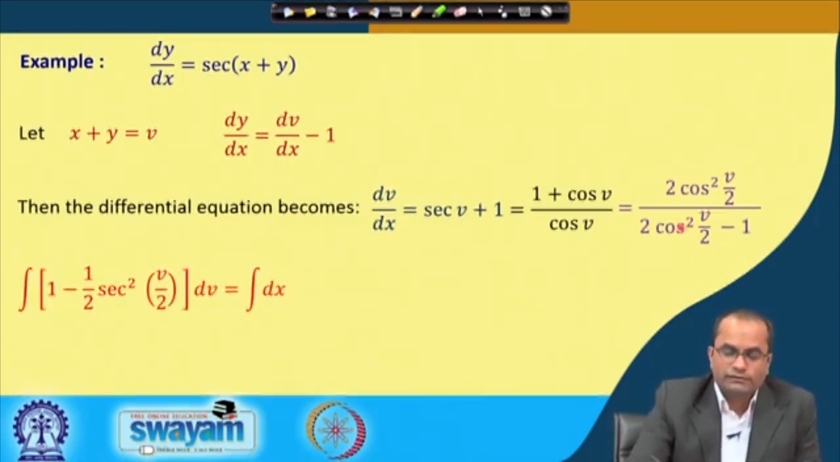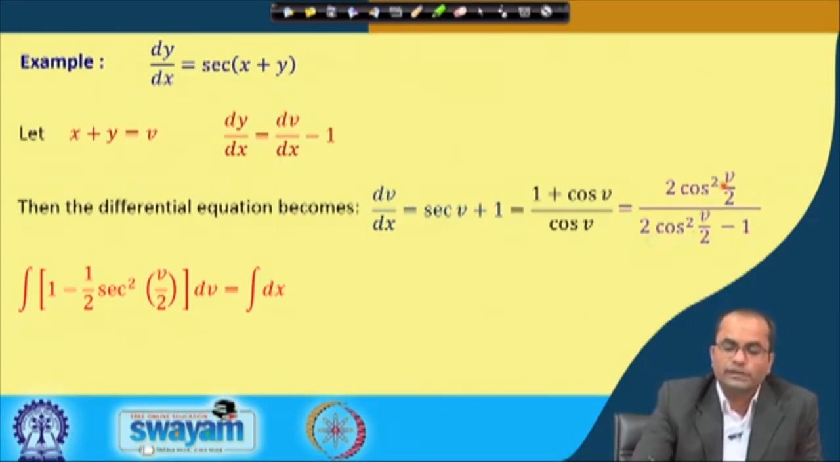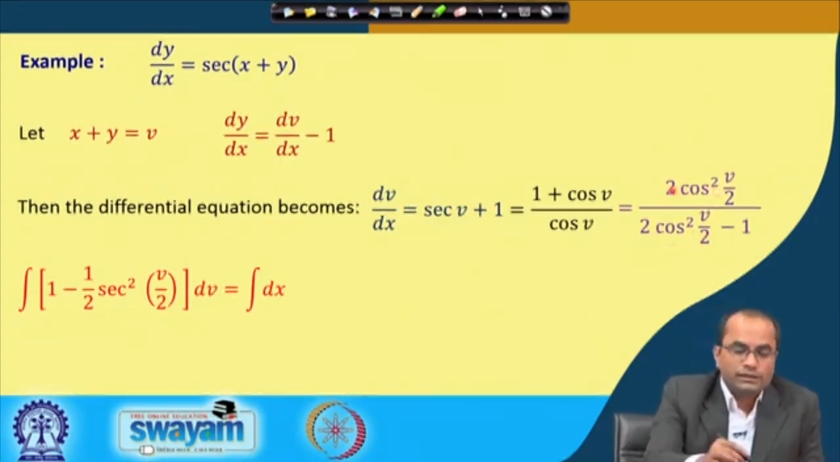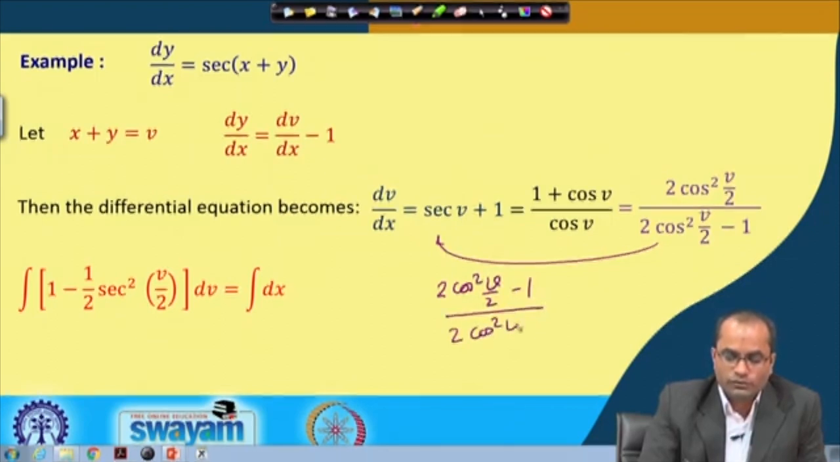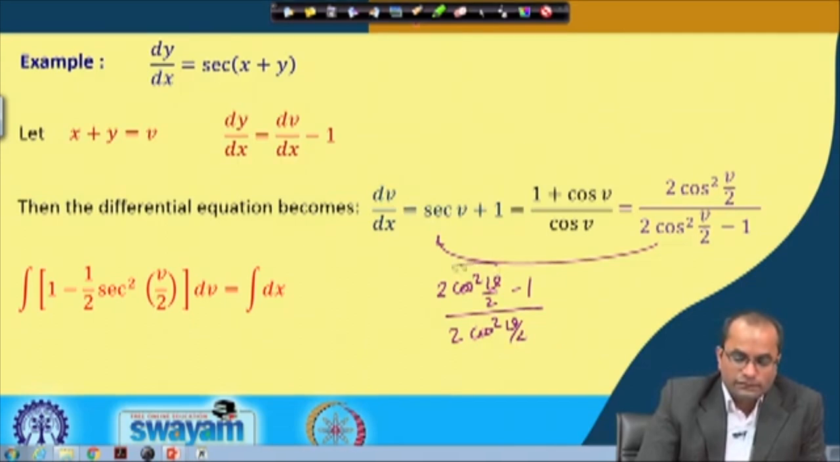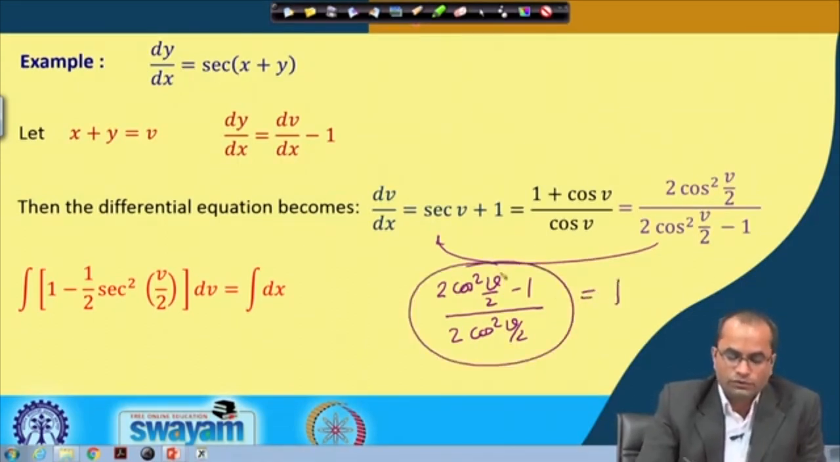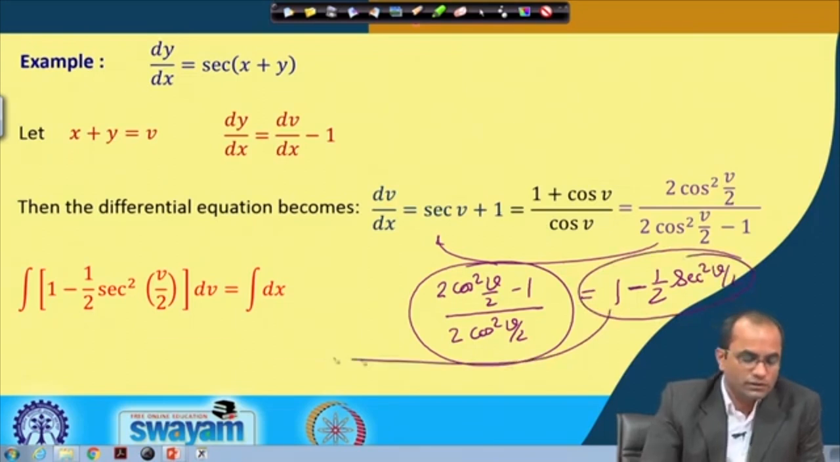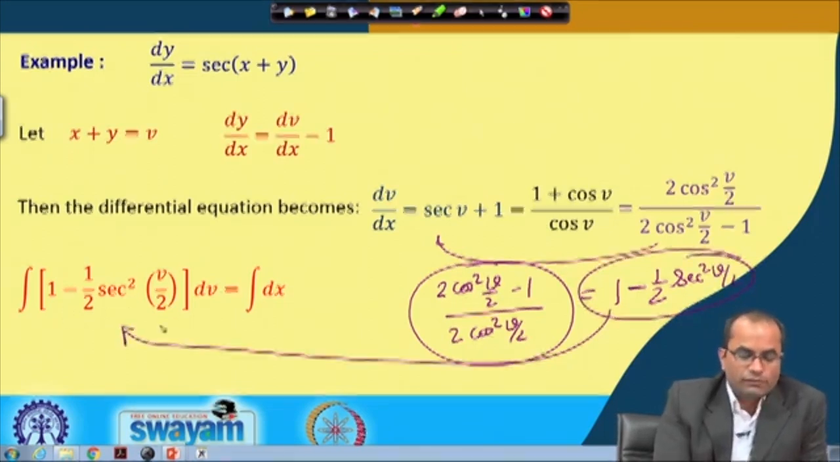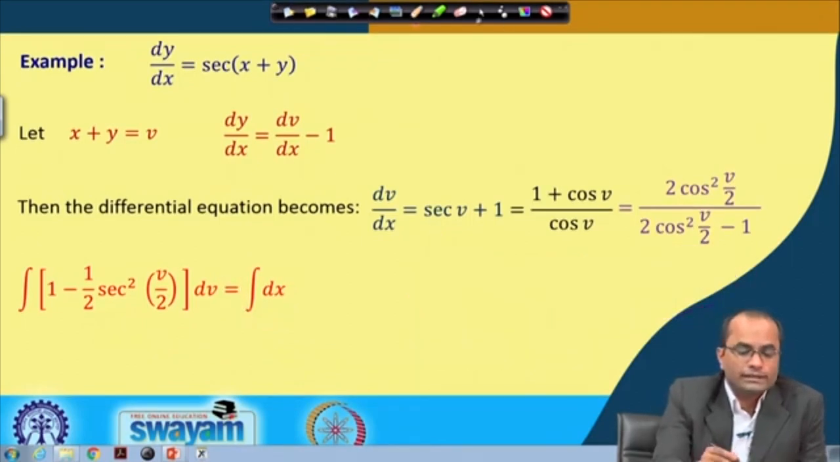So, what are we getting on the left hand side? We reverse the order. Then we have (2 cos square v by 2 minus 1) divided by 2 cos square v by 2, and that is exactly what we have there. So, 2 cos square v by 2 divided by 2 cos square v by 2 will be 1, and minus 1 by 2, and 1 over cos square v by 2 will be sec square v by 2. So, this is now the integrand, 1 minus half sec square v by 2, and this we will integrate over v, and on the right hand side we have the integral of dx.